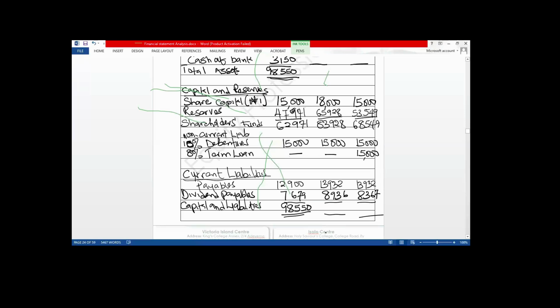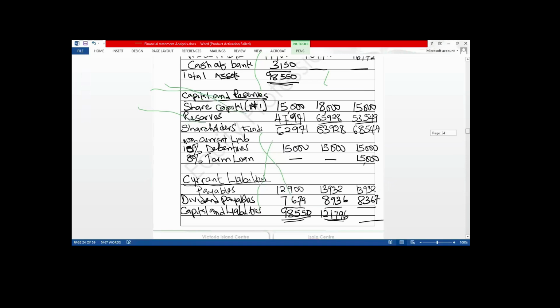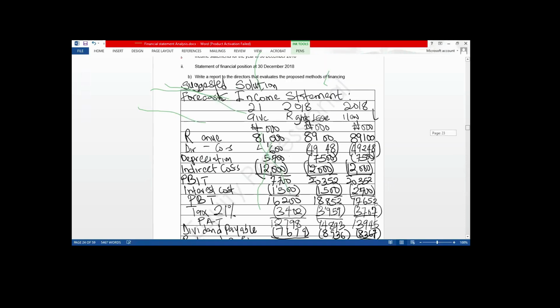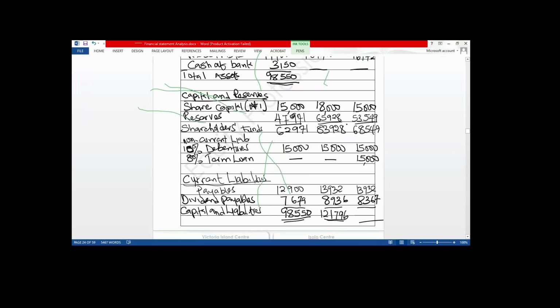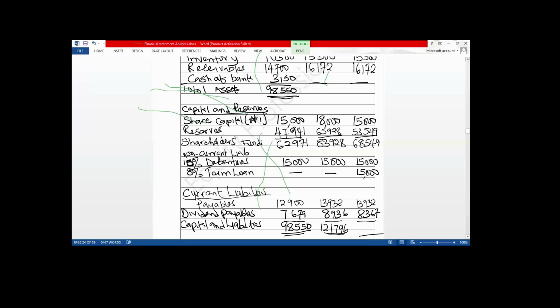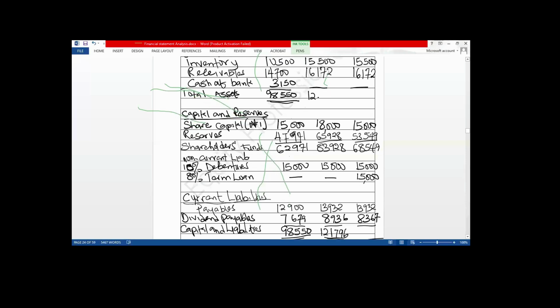One to one rights issue. 796. That means the total assets here should be, we are going too far. The total assets here should be 121,796. I didn't get 121, sir.